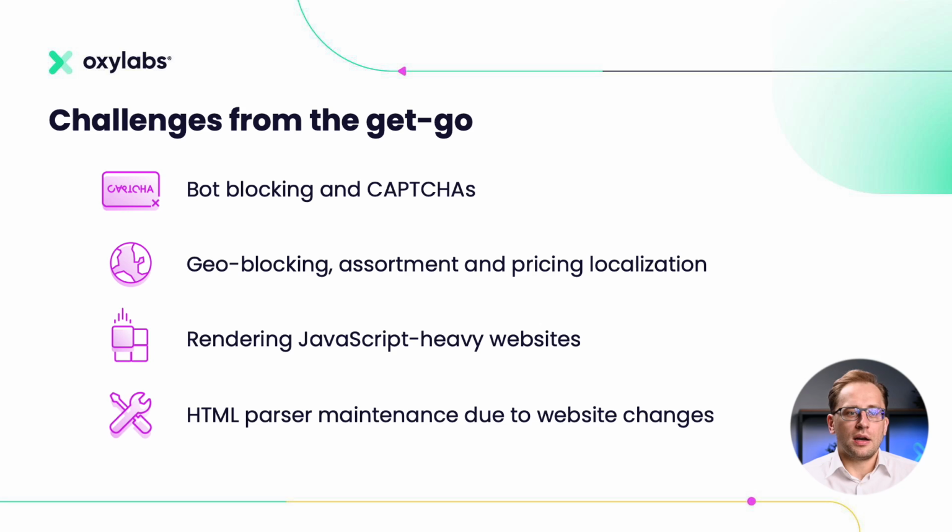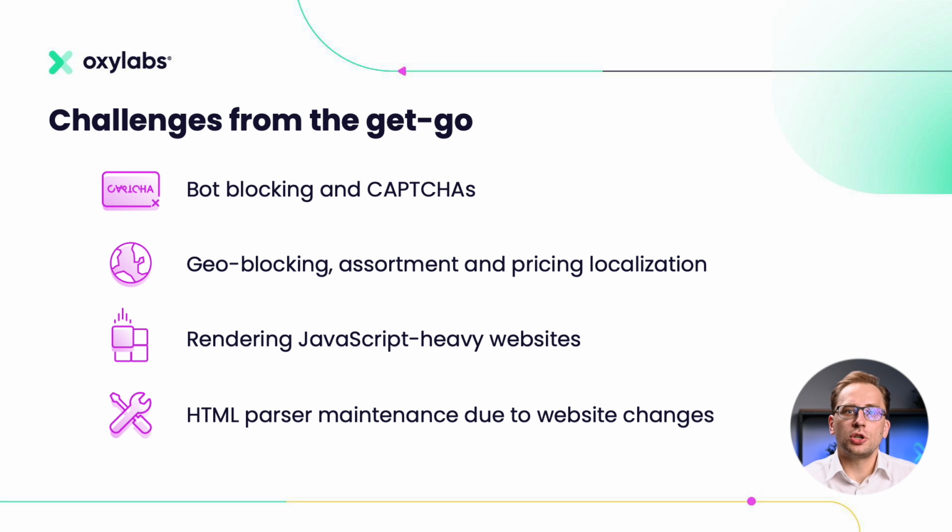I would list 4 of these challenges as the key ones, and they come up just from the get-go when you start building this system. Number 1 being website bot blocking and captchas, right? It's not easy to get that information or track thousands of specific product pages in real time when you're getting blocked, when you cannot collect that information.